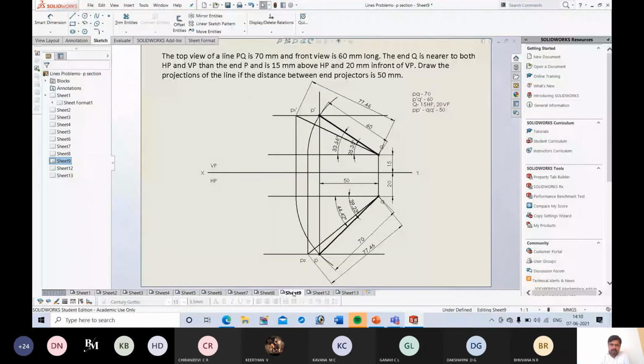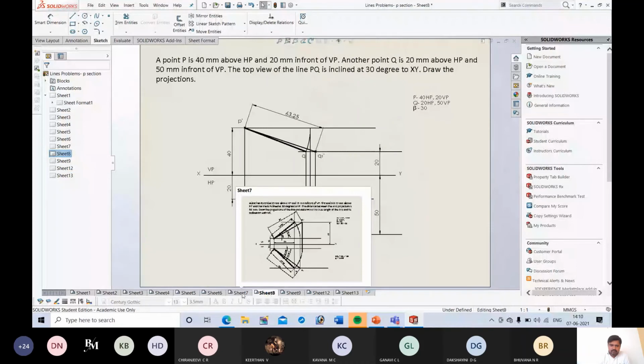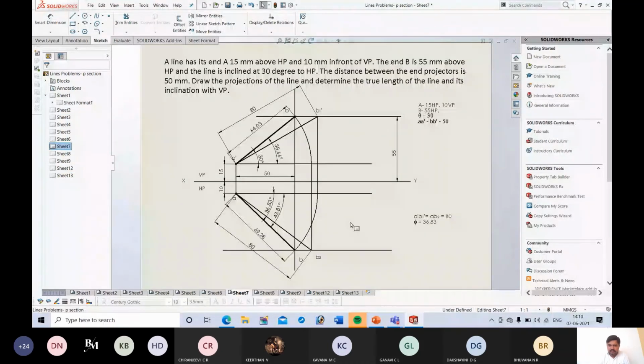Observe one of the previous problems. In this case, we know the true length line. Already we have drawn half of the true length, this line. In order to get the view, observe. If we know point B, we draw a vertical. We start from locus of B on HP and we end at locus of A on VP.